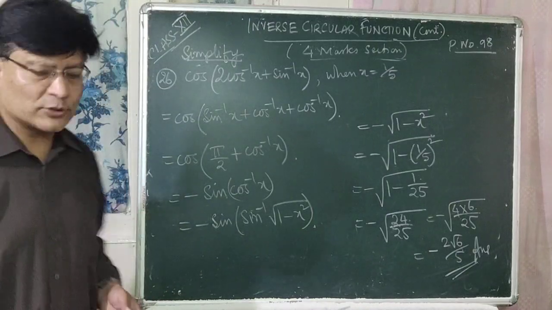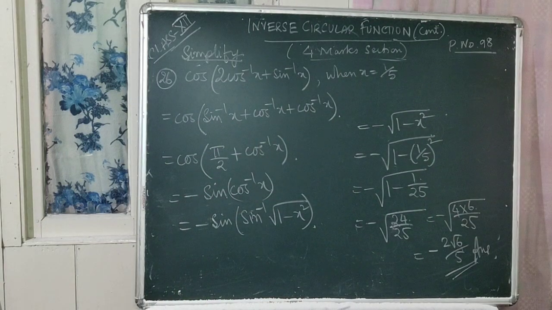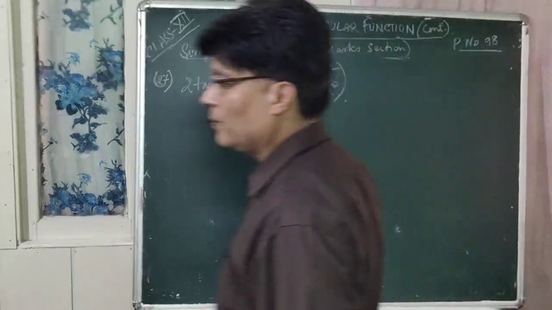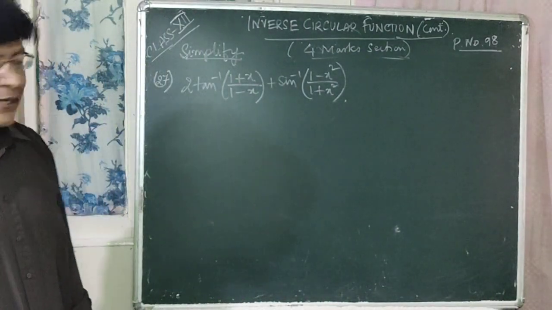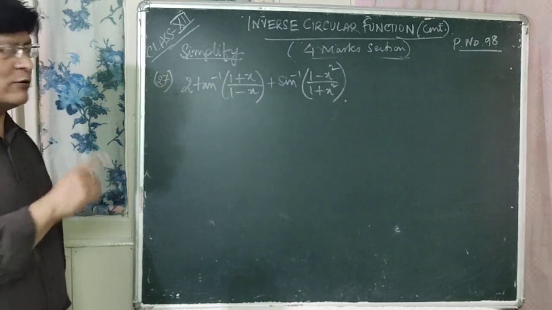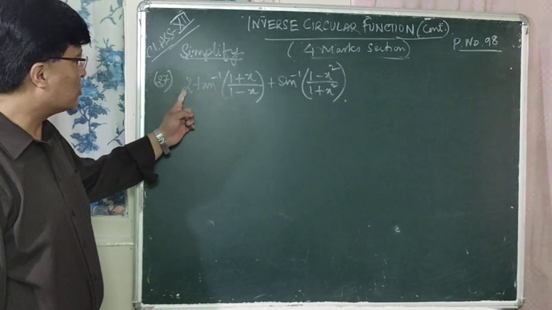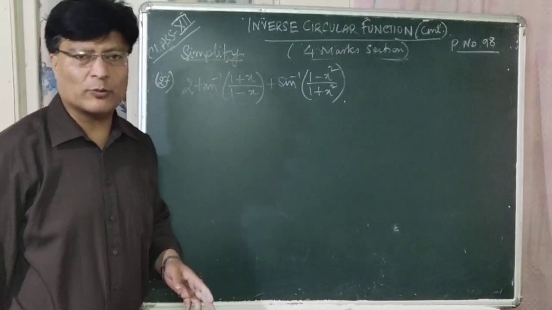Okay. So let's do question number 27 next. You have to simplify it again. You have to find out the simplified value of the given expression. That is number 27. Okay. It is given 2 tan inverse 1 plus x upon 1 minus x plus sin inverse 1 minus x square upon 1 plus x square.